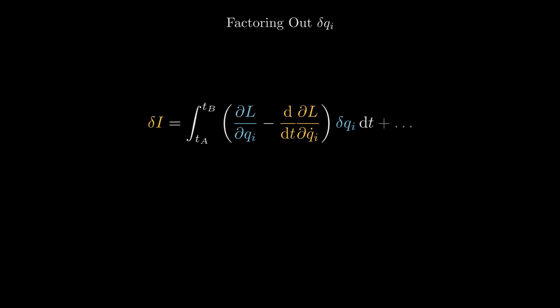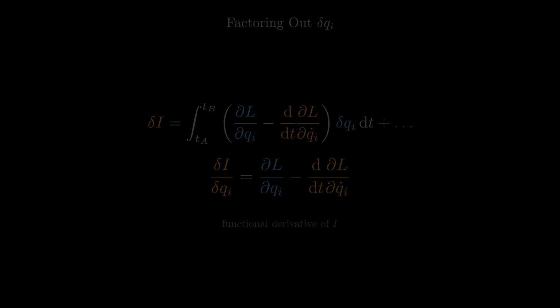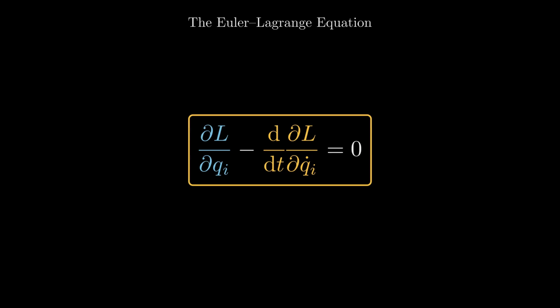We will call this the functional derivative of I, and denote it delta I by delta q. Recall we are searching for extrema of our action, so we set the functional derivative equal to 0. This is the Euler-Lagrange equation, a second order differential equation for q, the path we are interested in. I mean to solve this for all of the indices of q.